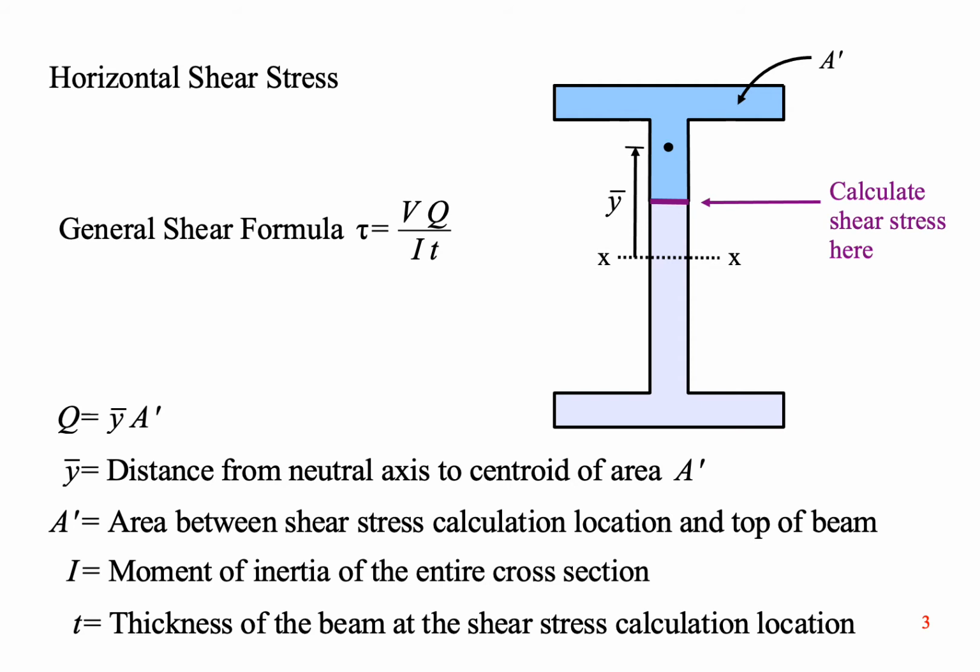Q is the product of y bar and A prime, where y bar is the distance from the neutral axis of the cross-section to the centroid of area A prime. A prime is the area between the location where we are calculating shear stress and the top surface of the beam. I is the moment of inertia of the entire cross-section, not just A prime.